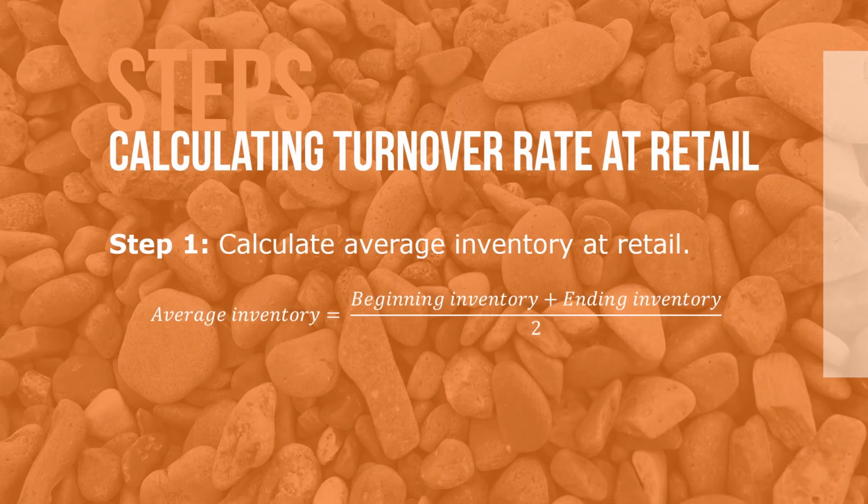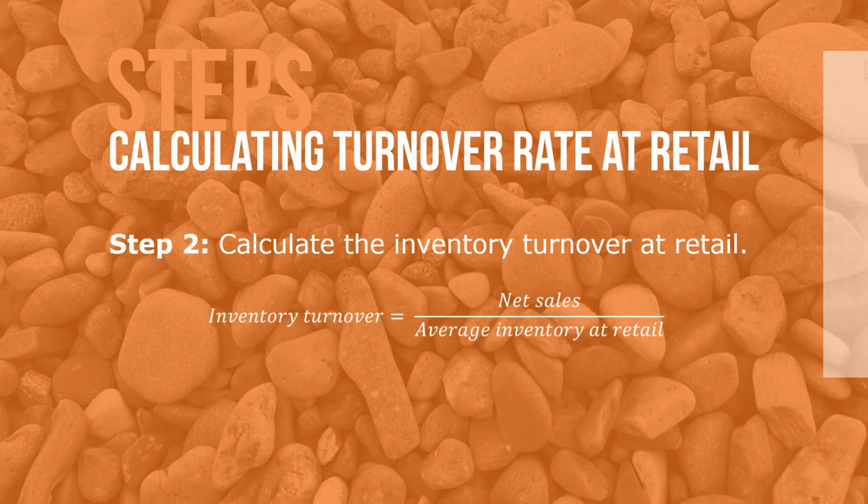Here are the steps to calculating inventory turnover rate at retail. Step 1. Calculate the average inventory at retail, where average inventory equals beginning inventory plus ending inventory divided by 2. Step 2. Calculate the inventory turnover at retail, where inventory turnover equals net sales over average inventory at retail.